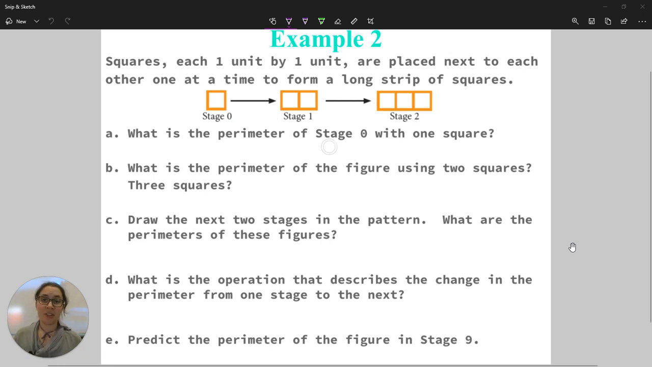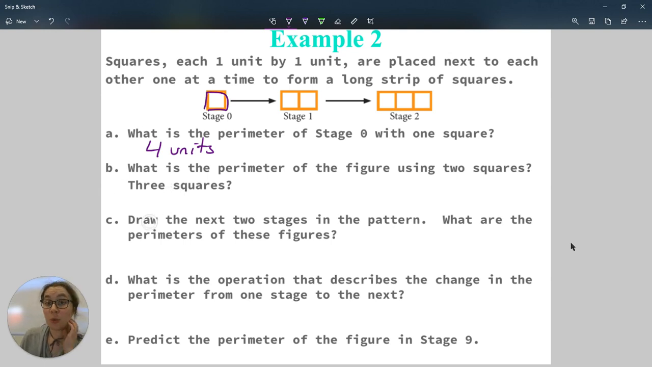So what is the perimeter of stage 0 with 1 square? Well, the perimeter of a square with a side length of 1 is going to be 4 units. We could count that: 1, 2, 3, 4, easily enough. What is the perimeter of the figure using 2 squares? Let's find that out. Stage 1: 1, 2, 3, 4, 5, 6. So that'll be 6 units. And 3 squares? 1, 2, 3, 4, 5, 6, 7, 8. 8 units.